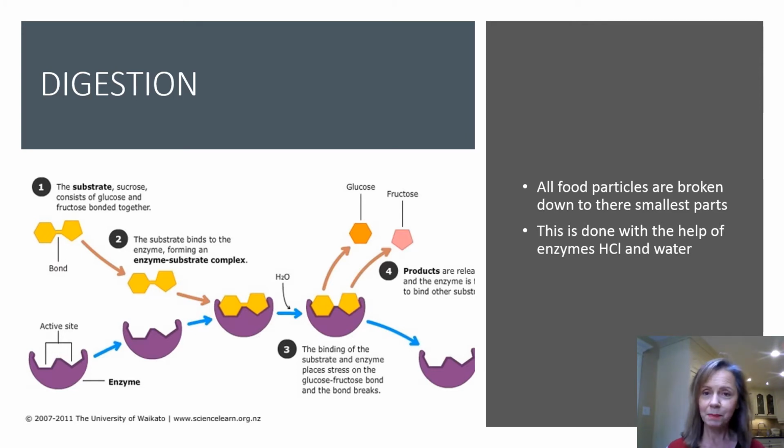We are still talking about the digestion as it is important to understand it before diving into the microbiome. All food particles are broken down to their smallest parts. The carbohydrates become simple sugars, the proteins become amino acids, and the fats become fatty acids. This is done with the help of enzymes, hydrochloric acid, and water.